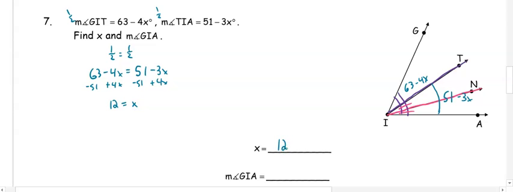Once we know x is 12, we want to find GIA, so I'm going to plug in x to one of my angles. 63 minus 4 times 12 is 15 degrees. And GIT is half, so we need 2 of those, so 2 times 15 is going to get us an angle of 30 degrees.